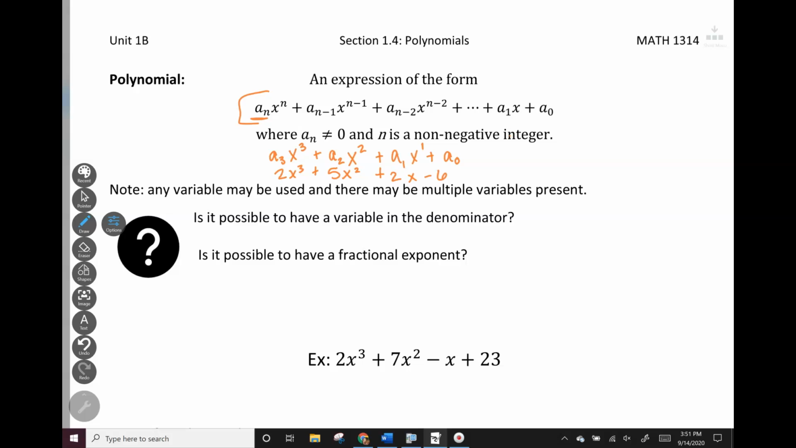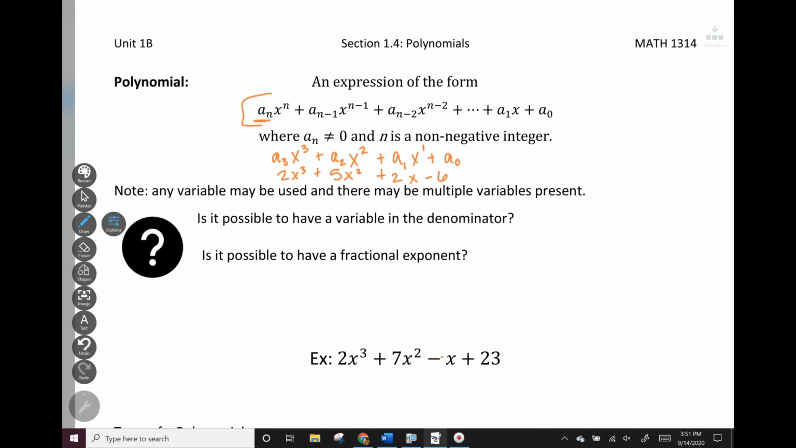All right, so think about that, and then we've got a note here. Any variable may be used and there may be multiple variables present. So it doesn't have to be x, it could be y, it could be m, it could be anything, and there could actually be multiple variables present and it would still be a polynomial.